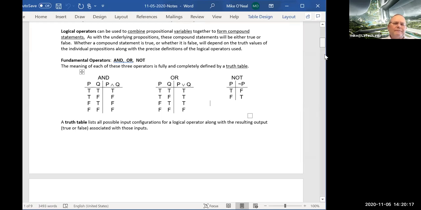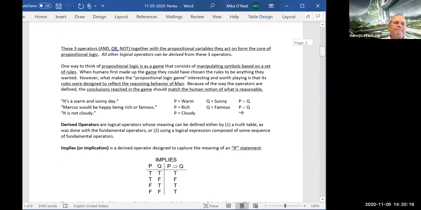So that's and, or, and not. The interesting thing about propositional logic is really all you need are propositional variables and, or, not. Anything that can be said in propositional logic can be said with the correct number of propositional variables and just and, or, not. But we don't stop there.